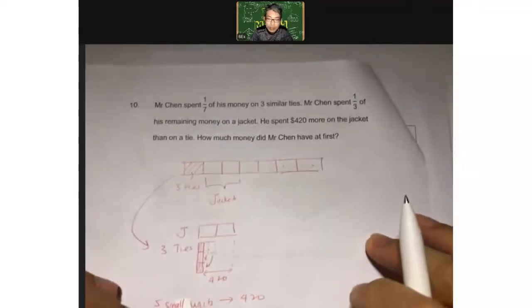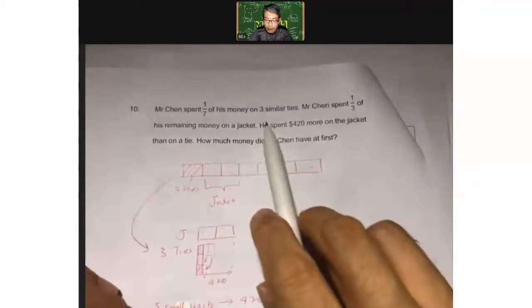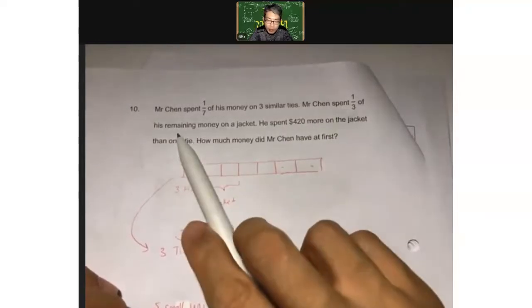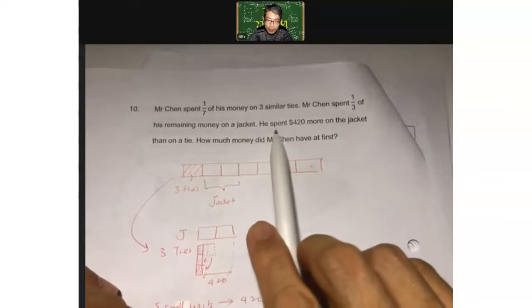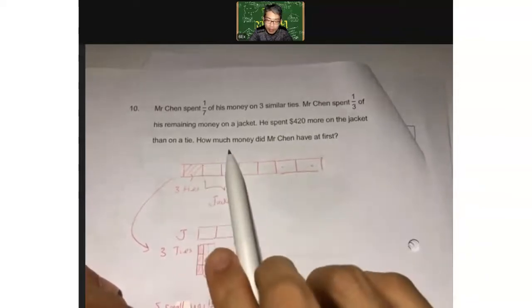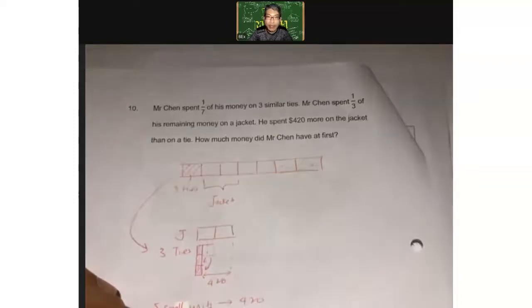Now, Mr. Chen spent 1/7 of his money on 3 similar ties. Mr. Chen spent 1/3 of his remaining money on a jacket. He spent $420 more on a jacket than on a tie. How much money did Mr. Chen have at first? I also get confused, so I would better be solving this line by line, which is what I'm going to show you now.